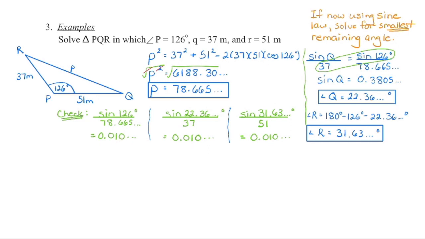And then we're going to take the sine of our next angle, angle Q, and angle Q is opposite from that 37. So when we divide those two, again, remember to close your bracket, we get that 0.01, etc. And then when we take the sine of our last angle, angle R, that is opposite from side R, which is that 51 meters. And you can see that, in fact, those three ratios are equivalent. Therefore, we have a triangle that works.